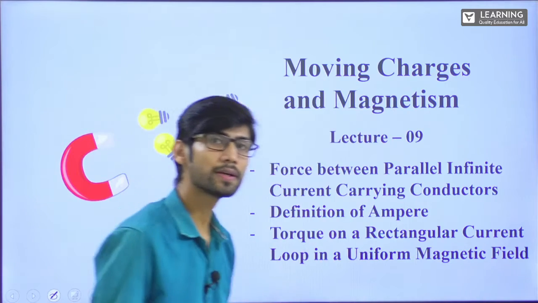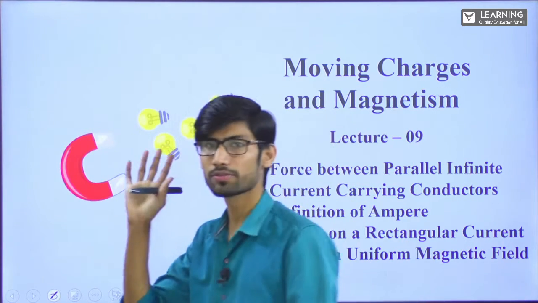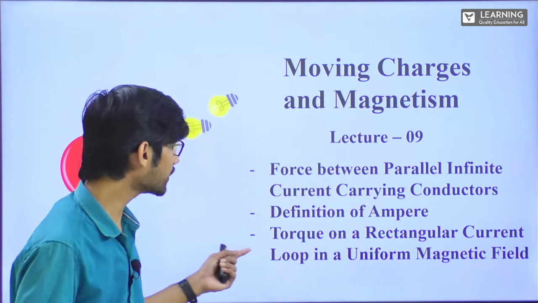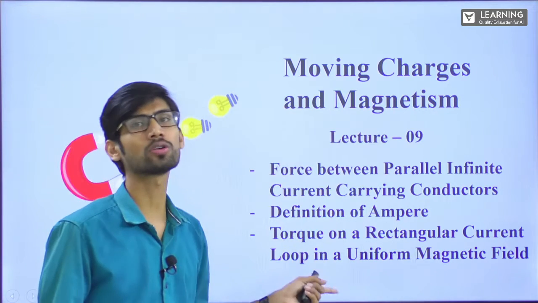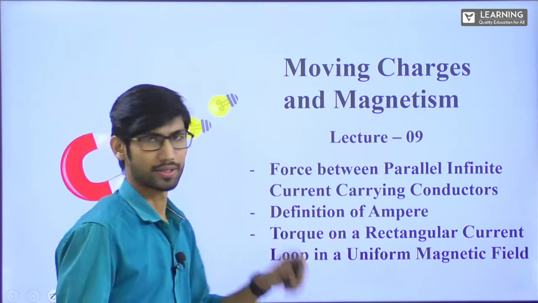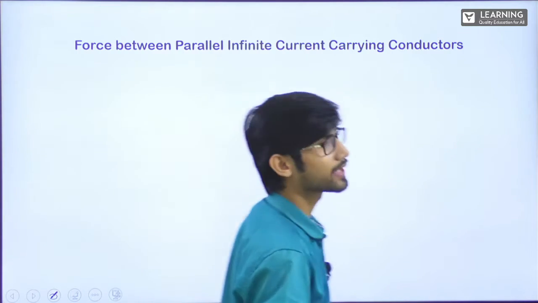We have already seen that in a uniform magnetic field, if a current carrying conductor is there, it experiences force. F is equal to IBL sin theta, right? Now here we will see the force and also the torque if it is a loop. Clear? Alright, let's begin. So, force between parallel infinite current carrying conductors.